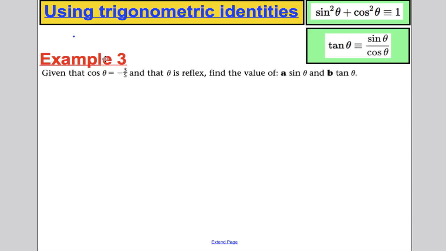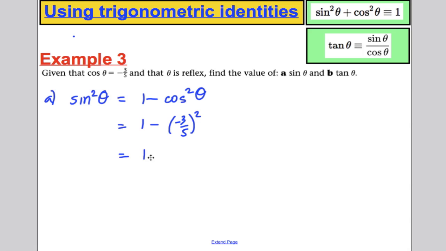And lastly, a common Core 2 question, something like this. Cos theta is negative 3 over 5, theta is reflex, find sine theta and tan theta. Well, sine theta, let's use this here. We know that sine squared theta, not sine theta, but sine squared theta is 1 minus cos squared theta, which is 1 minus 3 over 5 squared, which is 1 minus 9 over 25, which is 16 over 25.